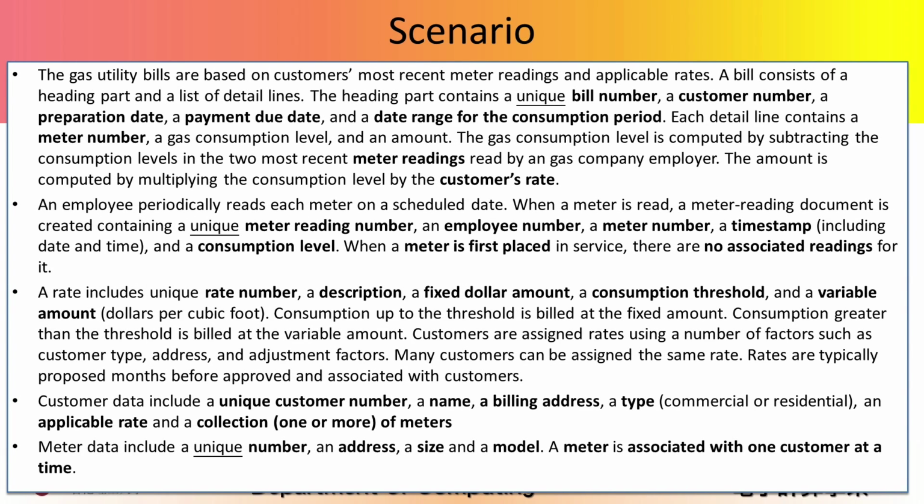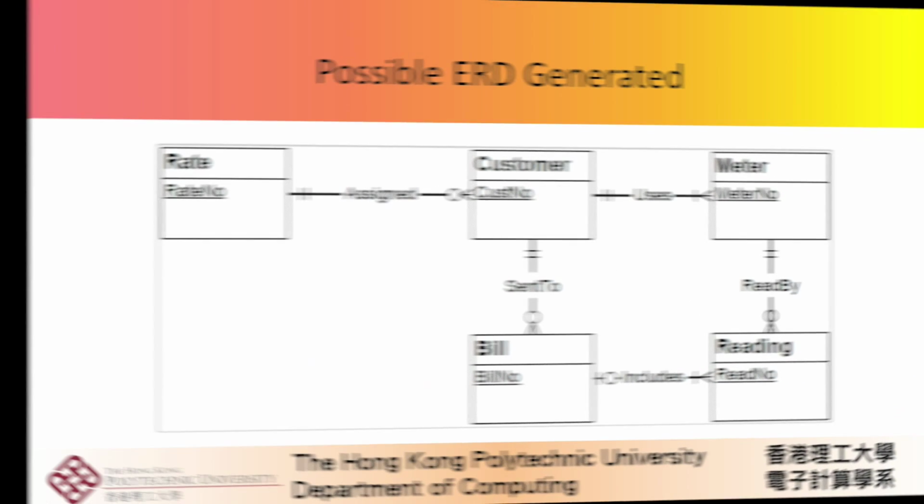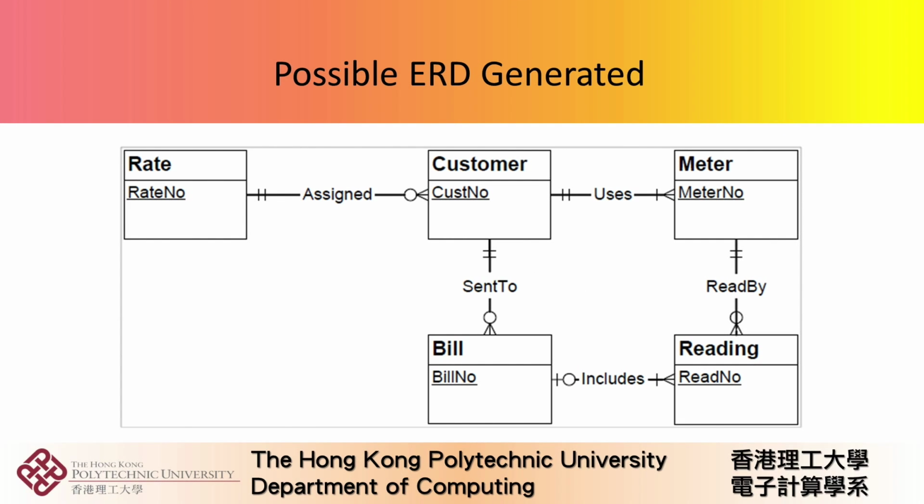This is the scenario for you to study. You should read the scenario before the lesson, and the scenarios have already been uploaded to the system. According to the scenario, these five possible entities will be generated: customer, meter, reading, bill, and rate. And according to the case, this possible ER diagram was generated.